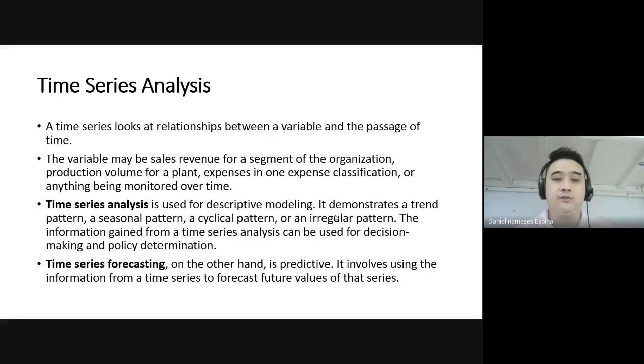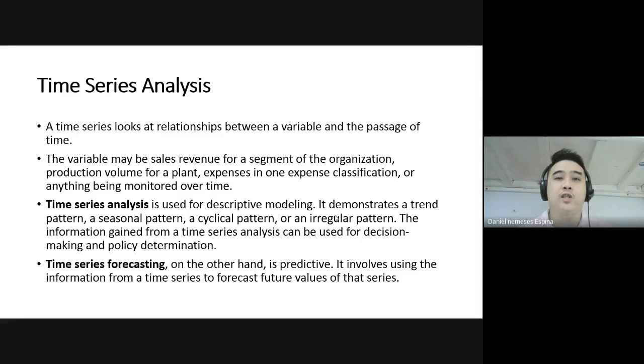Another would be time series forecasting. So time series forecasting is what you use to predict. It involves using the information from a time series to forecast the future values of that series. Time series analysis is only used to describe or to explain something, while in time series forecasting, after the analysis, you can already establish a cause and effect. Okay? So since you have established cause and effect, you can use that to forecast.